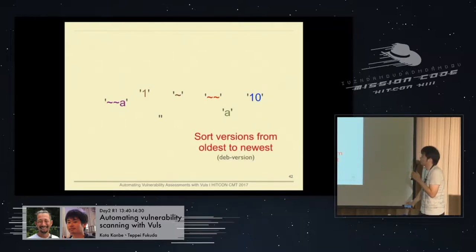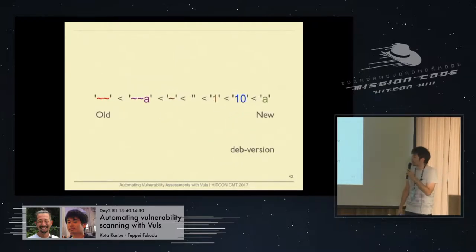How many of you can sort them from oldest to newest, based on dpkg version? If we do sort them, we'd get something like this. The oldest is ~, and A is the newest. As you can see, the sorting algorithm can be a bit tricky, especially with ~ and empty.